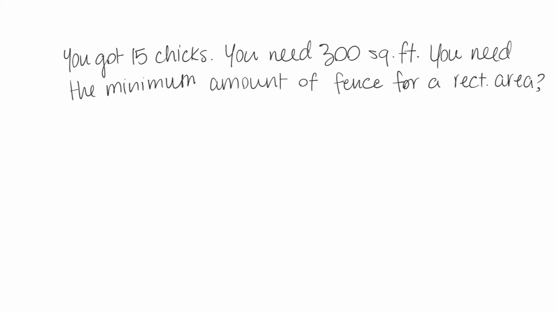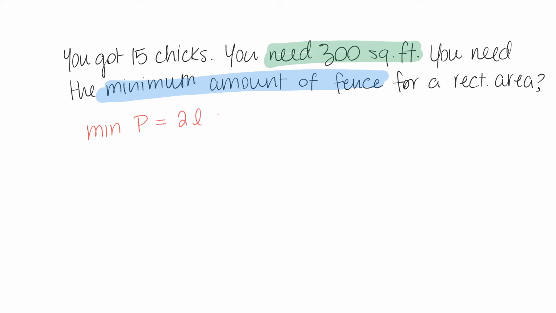Okay? So here's our question. You've got 15 chicks. You need 300 square feet. So this is area. So this time we know our area. You need the minimum amount of fence. Well, that is what we're looking for, right? So what are we trying to maximize here? Or I guess minimize, which is still optimizing. So this time we're trying to minimize the amount of fence, which is perimeter, right? And how do we find perimeter? Well, 2L plus 2W, because we said this was a rectangular area. So L, L, W, W.